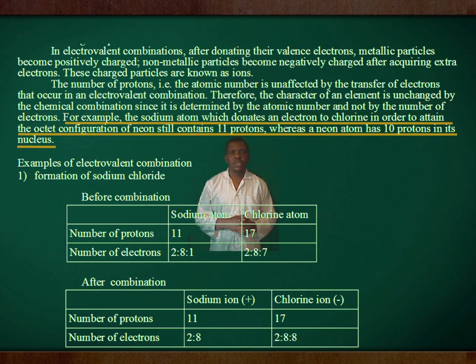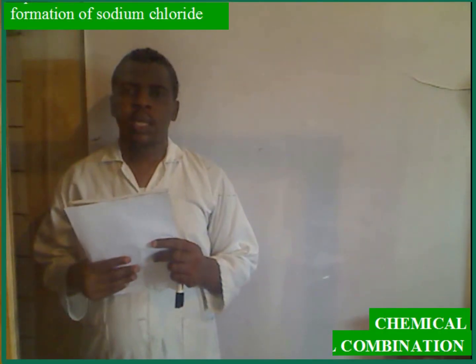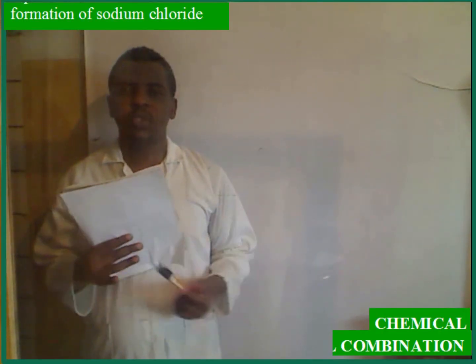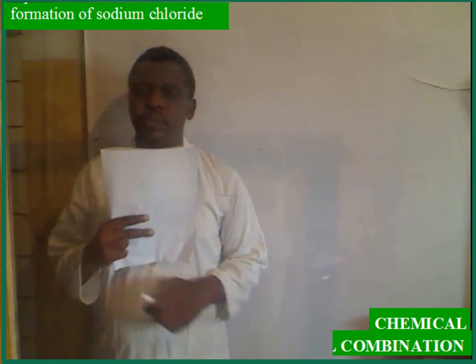For example, the sodium atom, which donates an electron to chlorine in order to attain the stable octet configuration of neon, still contains 11 protons, whereas a neon atom has 10 protons in its nucleus. Let's go to our drawing board and demonstrate the formation of sodium chloride.